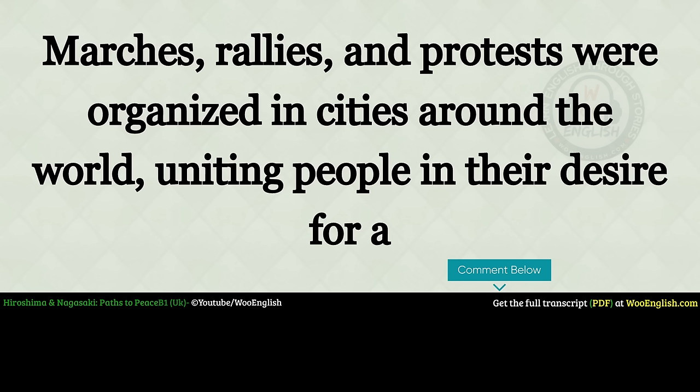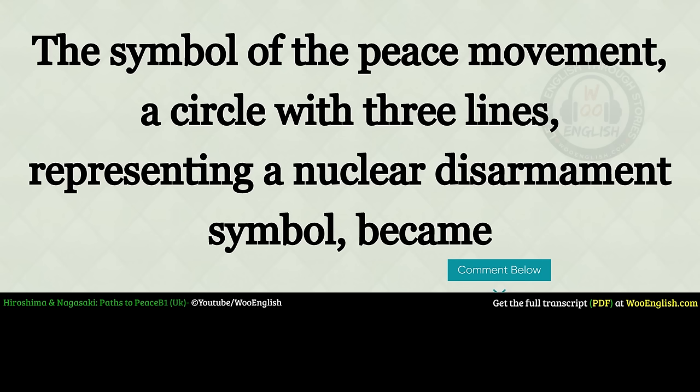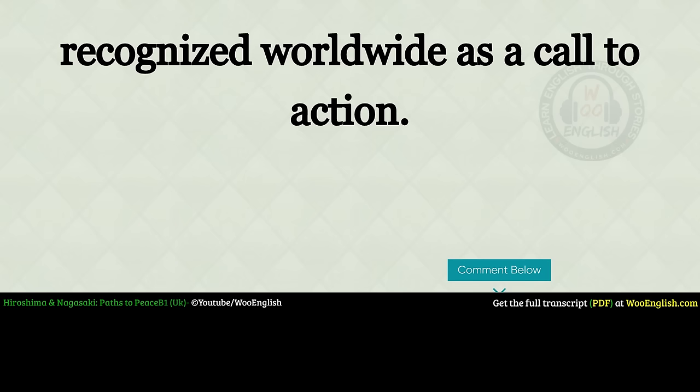Marches, rallies, and protests were organized in cities around the world, uniting people in their desire for a peaceful future. The symbol of the peace movement, a circle with three lines representing a nuclear disarmament symbol, became recognized worldwide as a call to action.